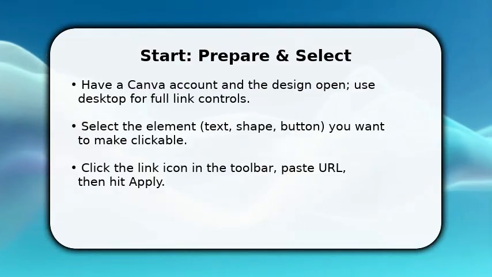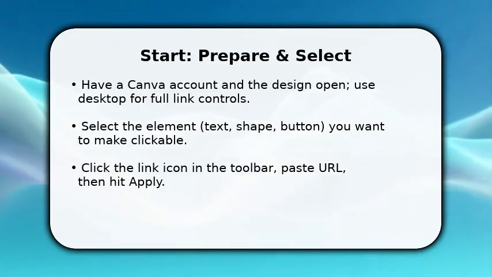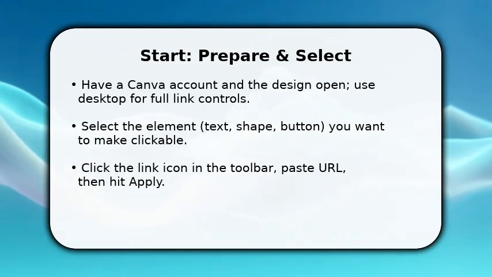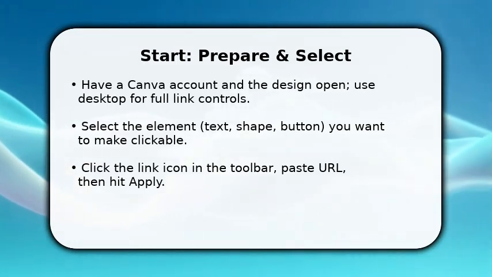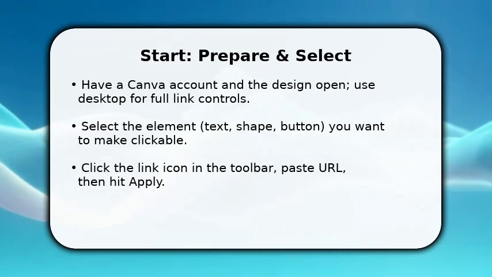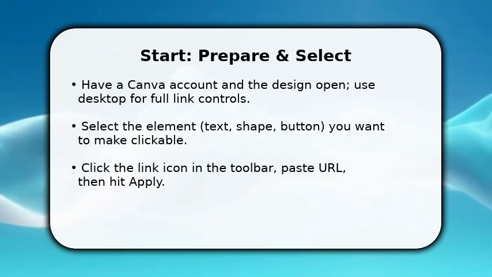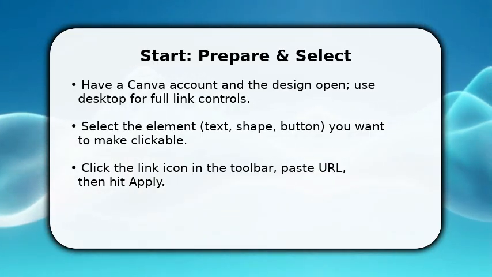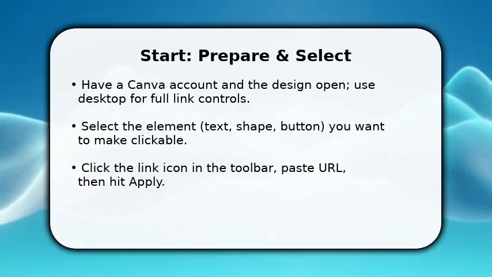You're starting inside Canva with your design open, so let's act. First, make sure you're using the desktop interface because it exposes full link controls. Select the element you want to become a link. That could be a text box, shape, or button, and click the link icon in the top toolbar. Paste the URL into the field, then press Apply. Once done, you'll have a live link attached to that element ready for further adjustments.